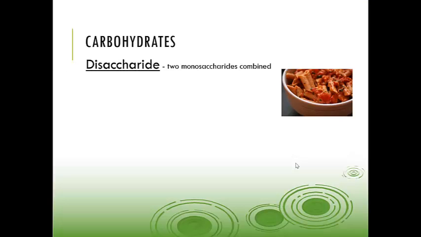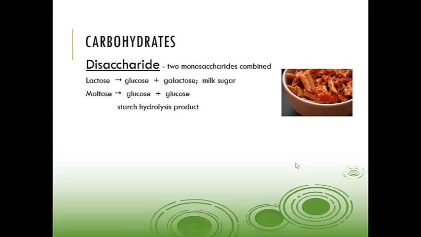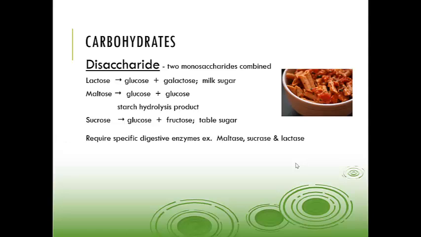Carbohydrates are anything from pasta to bread to crackers to potatoes. A disaccharide has 2 monosaccharides combined. So here you can see we take lactose and break it down, and we get glucose and galactose, which is the common milk sugar. If we take maltose and break it down, we get glucose and glucose. That's a starch hydrolysis product. So now you have sucrose, and that's broken down into glucose and fructose. Sucrose is a table sugar.